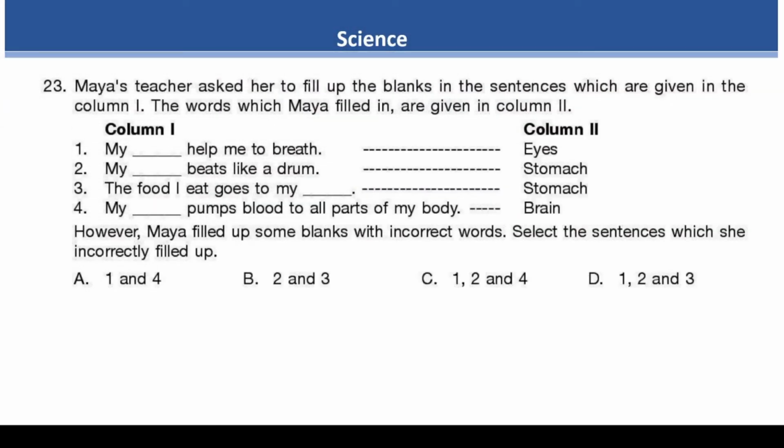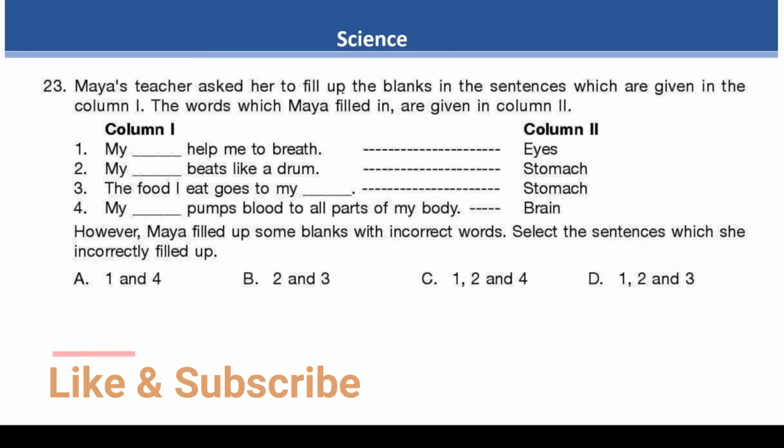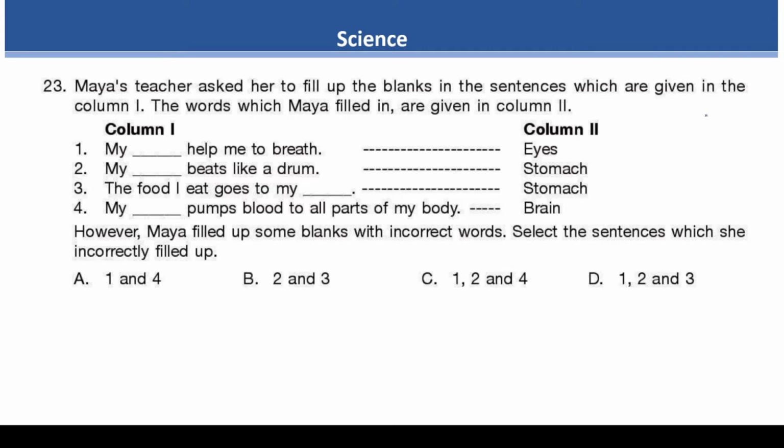Next question. Maya's teacher asked her to fill up the blanks in sentences which are given in column 1. The words which Maya filled in are given in column 2. So Maya has actually matched here already. Now Maya filled up some blanks with incorrect words. So select the sentences which are incorrectly filled up. Hope you've understood it. Now choose the right answer.